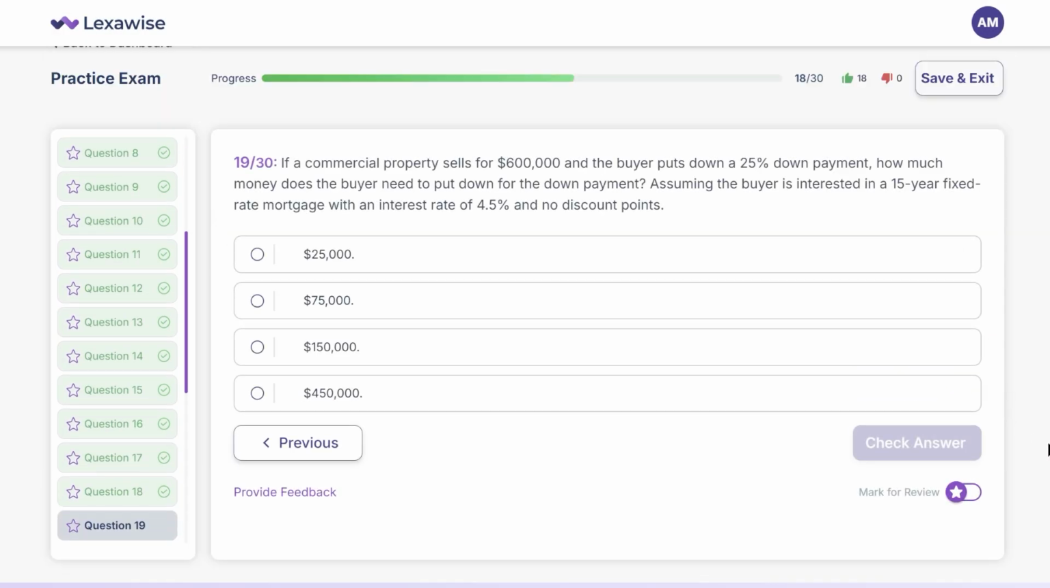If a commercial property sells for $600,000 and the buyer puts down a 25% down payment, how much money does the buyer need to put down for the down payment? Assuming the buyer is interested in a 15-year fixed rate mortgage with an interest rate of 4.5% and no discount points. A, $25,000. B, $75,000. C, $150,000. D, $450,000. Pause and calculate the answer carefully.